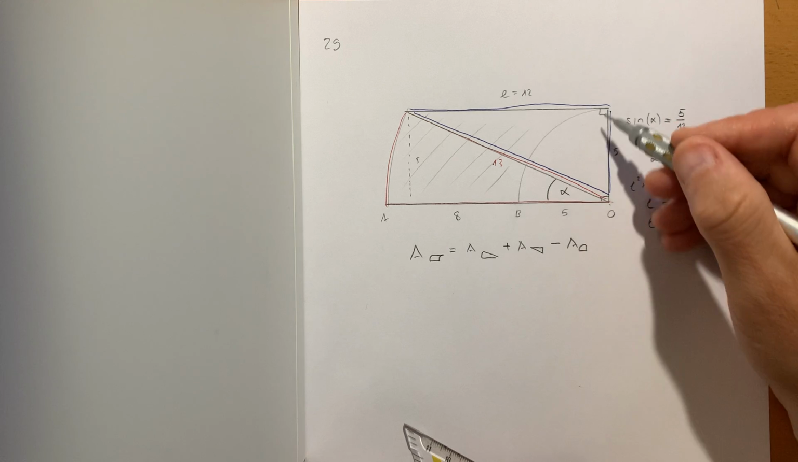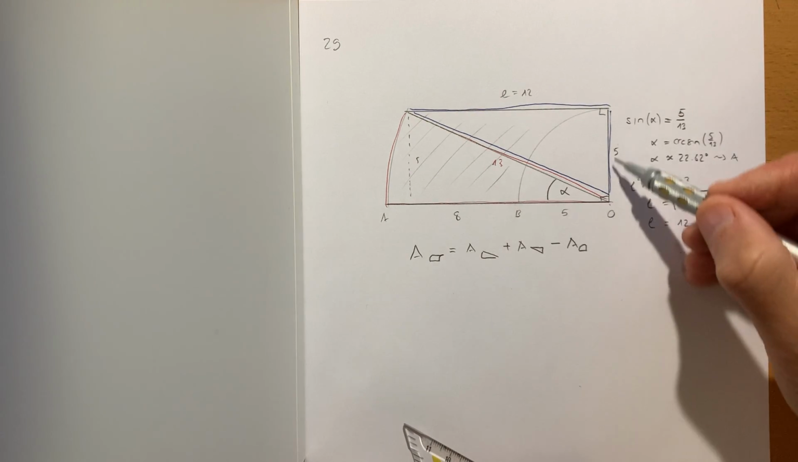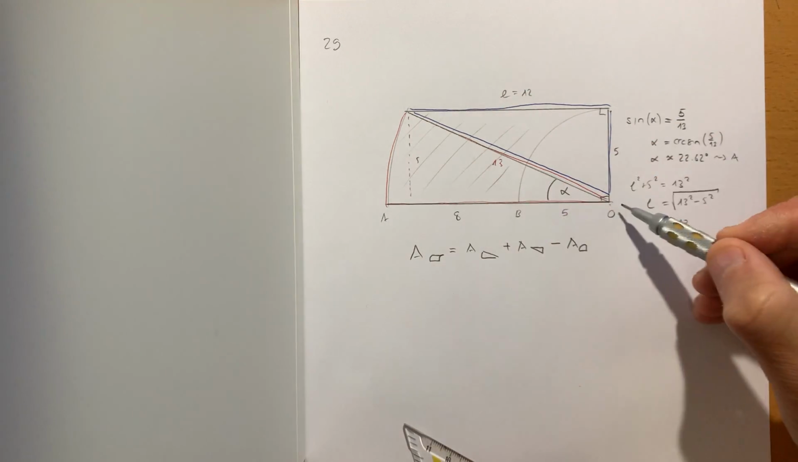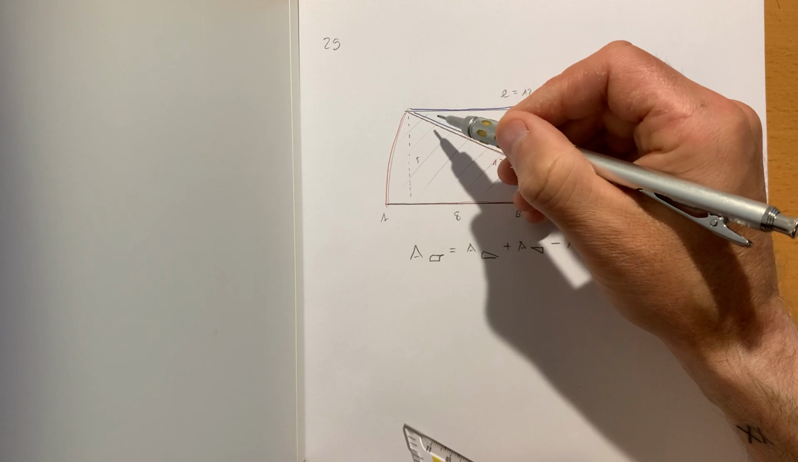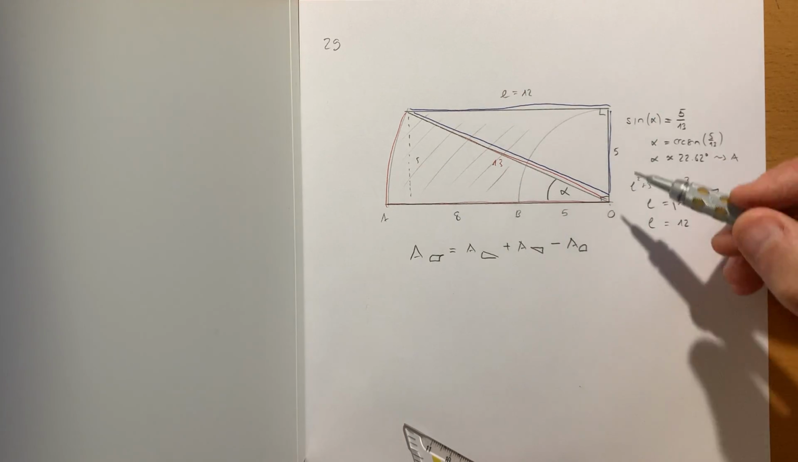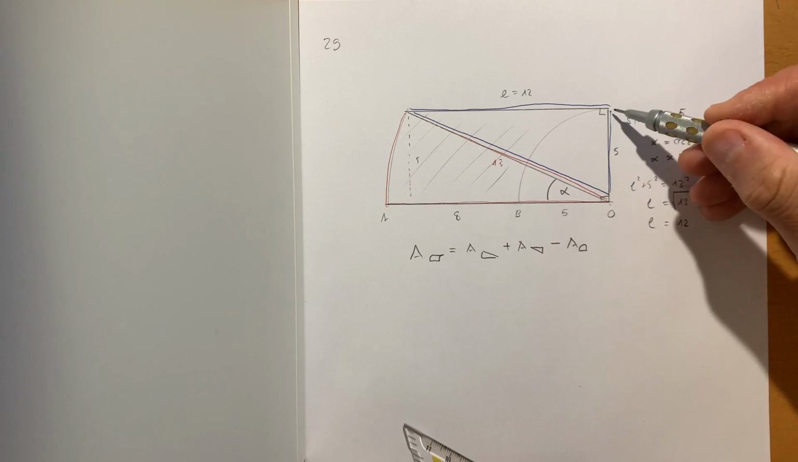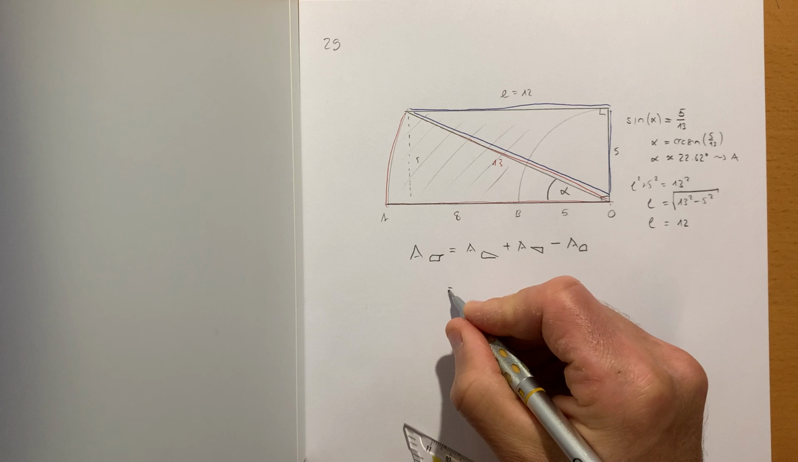So the area of this is 5 times 12 divided by 2, because 5 times 12 is in fact this rectangle, and 5 times 12 divided by 2 is obviously the area of the blue triangle. Or you could look at it this way: this is the base times the height divided by 2. So now we can carry on.